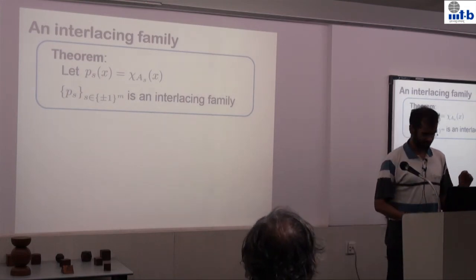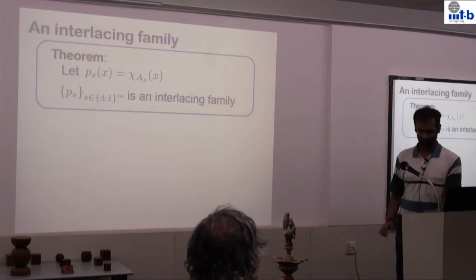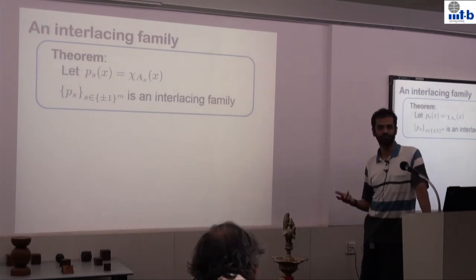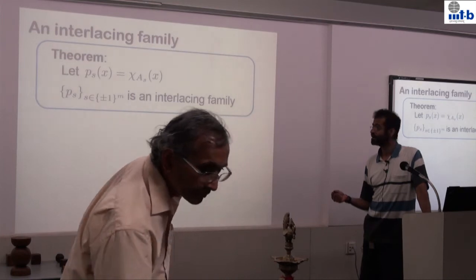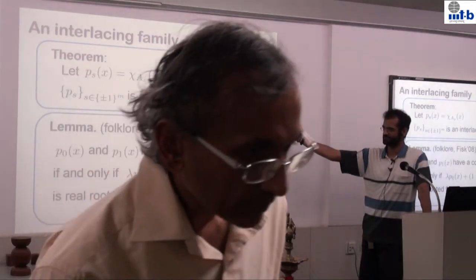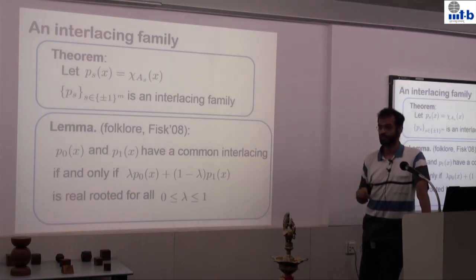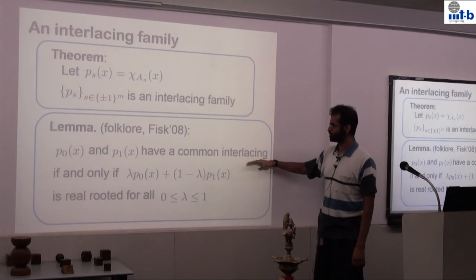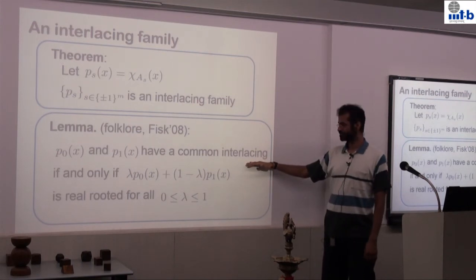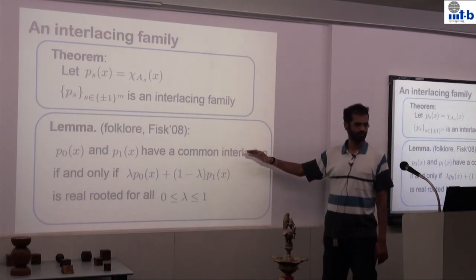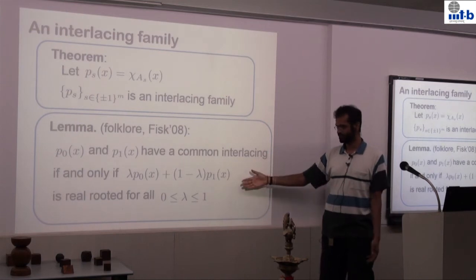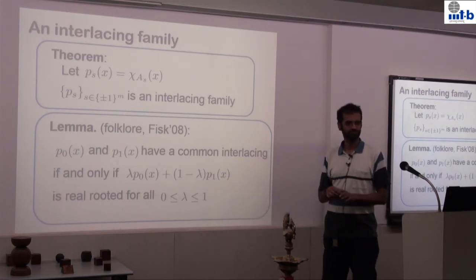But fortunately, there's a very nice characterization of when two polynomials have a common interlacing. This has been around since at least 1980. It's a folklore sort of lemma, but it appears in the book of Fisk. And the lemma is this: two polynomials with all real roots have a common interlacing if and only if all their convex combinations have real roots.